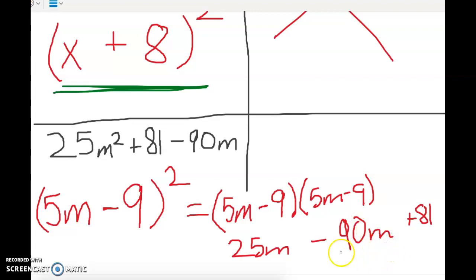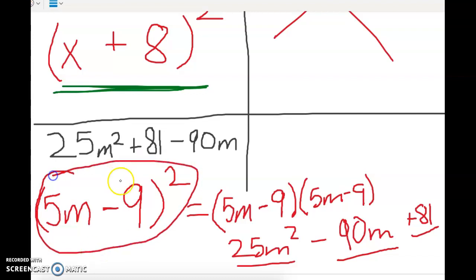Okay, all right, so as you see, we have our 25m squared. You have your negative 90m, and you have your positive 81. So therefore, our answer is right here, and this is a perfect square trinomial. Okay.